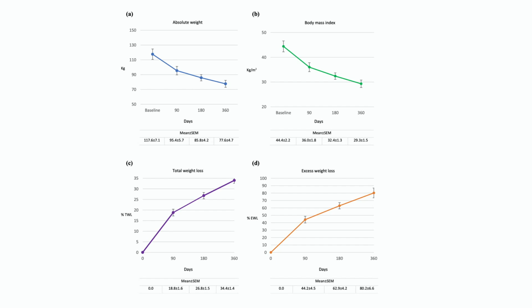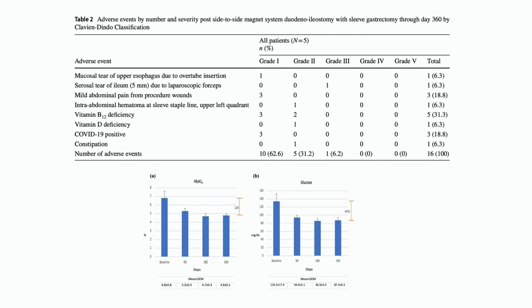Anyway, this is 1 year later, and you can see a drop of weight, a drop of body mass index, and in percentage of excess weight loss, it reaches 80% at 1 year. The complications were quite minor, grade 1 and 2 in the Dindo classification. Like positive COVID was recorded as a complication, but we have to record everything. And the hemoglobin A1C had dropped by 2 points. You can maintain that at 1 year, and glucose is down also.